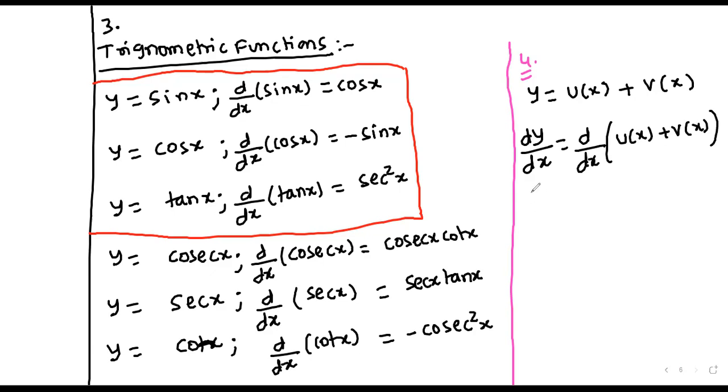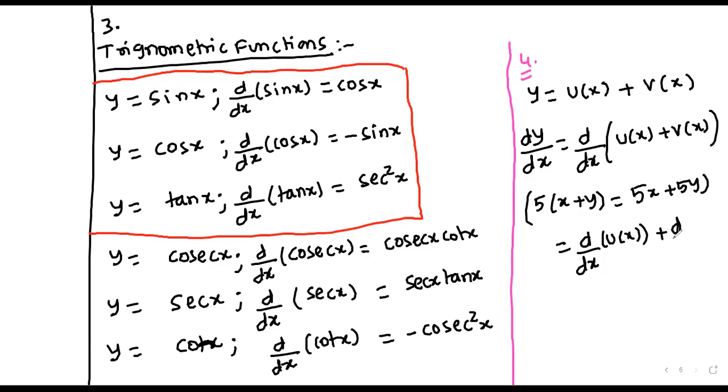Generally in mathematics, suppose I have 5 into x plus y, how can I write it? 5x plus 5y. Similarly, d by dx of u of x plus v of x, I am writing as d by dx of u of x plus d by dx of v of x. This I am writing as du by dx plus dv by dx.